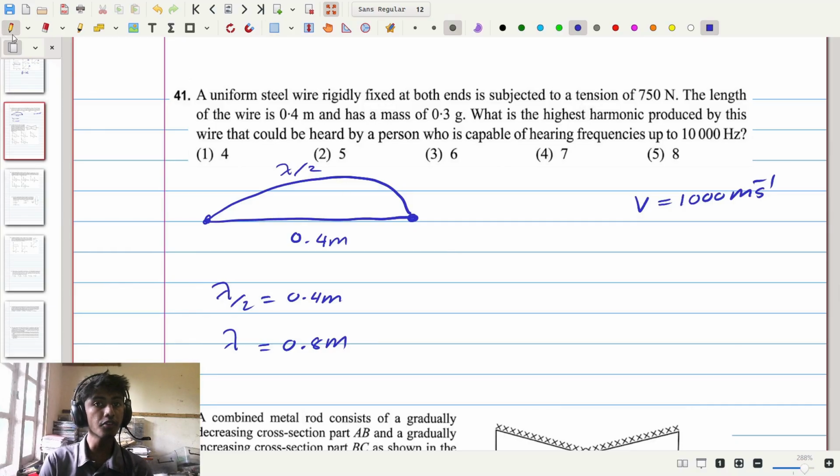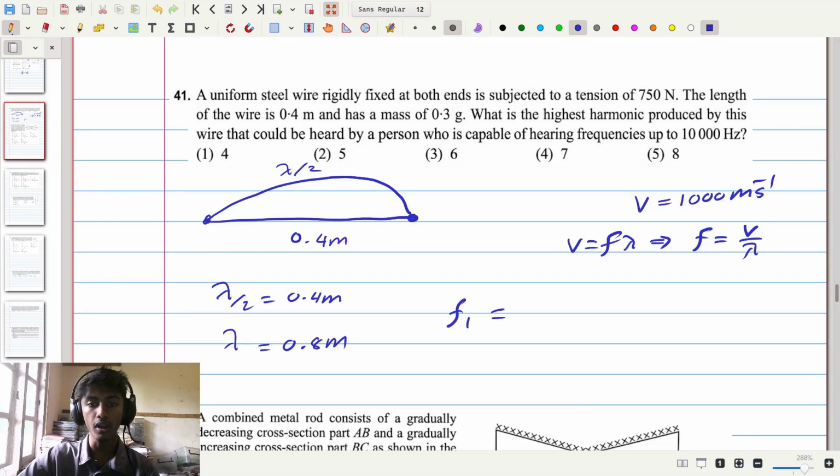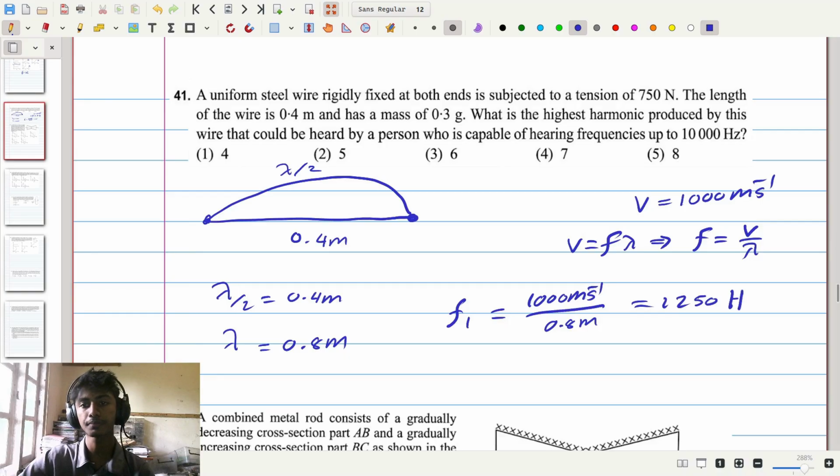Now to find the frequency of the first harmonic, f1, we can use the formula v equals f lambda. Rearranging, we get f being equal to v over lambda. For the first harmonic, f1 is equal to v, or 1000 meters per second, divided by lambda, or 0.8 meters, which is equal to 1250 per second, 1250 Hz. So the first harmonic f1 has a frequency of 1250 Hz.